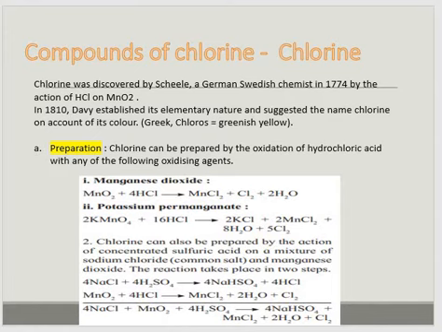Chlorine can also be prepared by the action of concentrated sulfuric acid on the mixture of sodium chloride and manganese dioxide. Like this, sodium chloride will react with sulfuric acid to give you sodium bisulfate and HCl first, and then HCl will react with manganese dioxide to give you chlorine gas. So this is the method of preparation of chlorine gas.